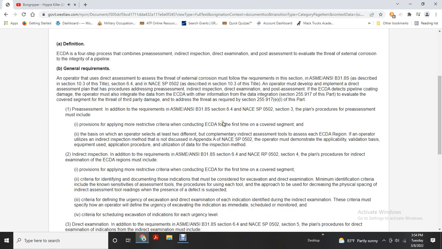Pre-assessment: additional requirements of ASME B31.8S, Section 6.4, NACE SP0502, Section 3, plans and procedures for pre-assessment. Provisions must apply more restrictive criteria when conducting external corrosion direct assessment for the first time on a covered segment, based on the operator selecting two different complementary indirect assessment tools. To assess the external corrosion direct assessment region, if the operator utilizes an indirect inspection method not discussed in Appendix A and NACE SP0502, the operator must demonstrate the applicable validation basis, equipment used, application procedure, and utilization data of this method.